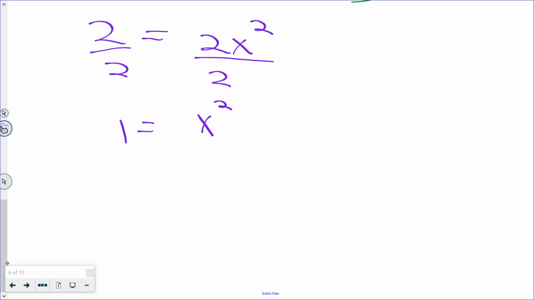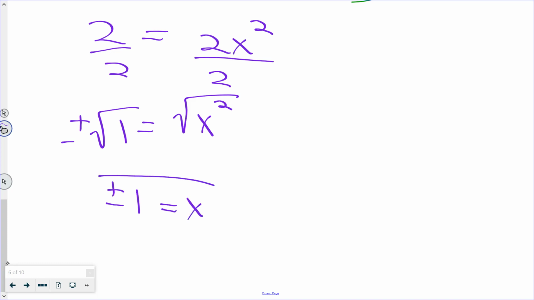To isolate the variable, take the square root of both sides. Don't forget about the plus or minus. And the square root of 1 is plus or minus 1 equals x. Those are rational equations.